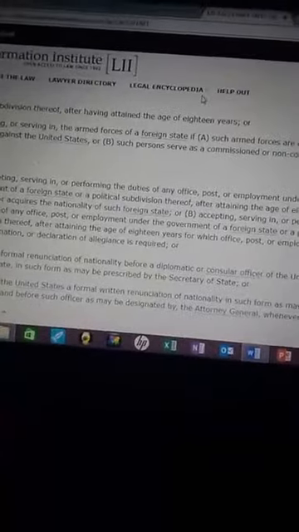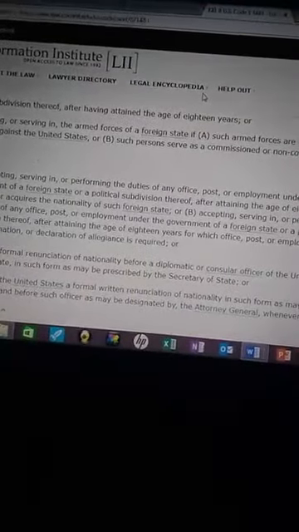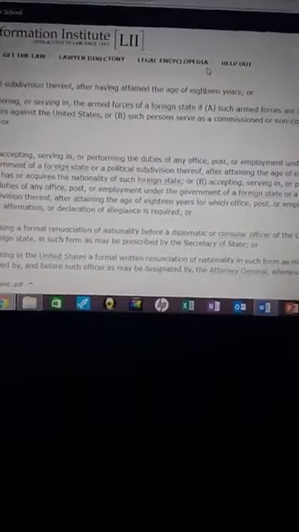Also, making a formal renunciation of nationality before a diplomatic or consular officer. This happens to be if you are somewhere over in Europe or India or any of that. Anywhere you see a U.S. embassy, a diplomat, a consular officer, you can go there and renounce your citizenship. And it says making in the United States a formal written renunciation of nationality in such form as may be prescribed by, and before such officer as may be designated by, the Attorney General, whenever the United States shall be in a state of war, and the Attorney General shall approve such renunciation as not contrary to the interests of national defense.